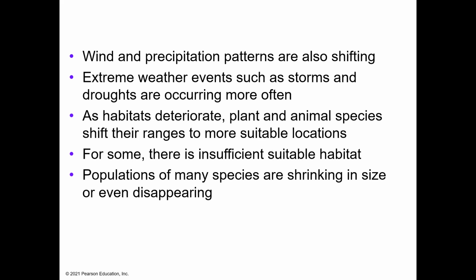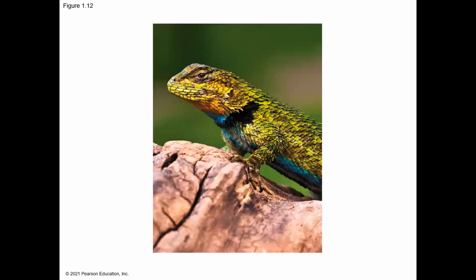Habitats are being destroyed constantly, either by construction or fire or deforestation. And so the plants and animals are having to change and shift based on all these disturbances. And in many cases, there's insufficient habitat for species to live. So a lot of populations of species are decreasing in size, and in many cases, they are disappearing. For example, like this lizard here.